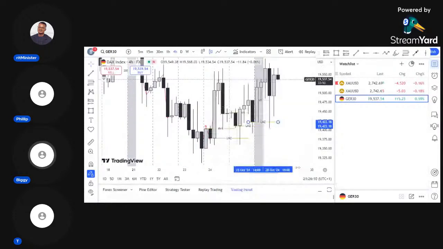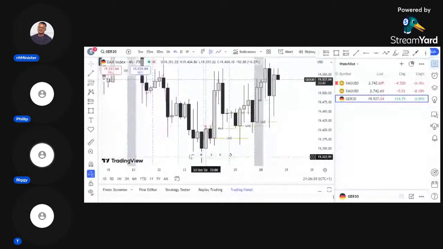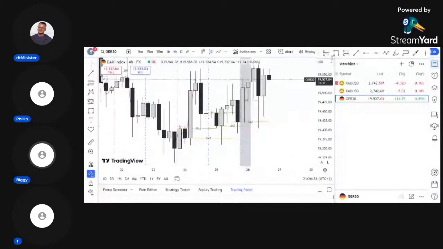And then you can see that the market came to the LMZ zone, and then the market shot up immediately back to this zone. So this was where I took this buy trade that gave me a 1:4. This point was where I took the buy trade.